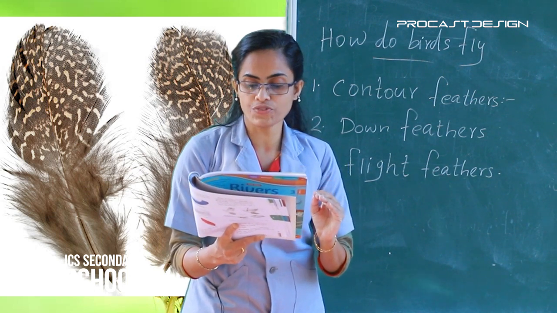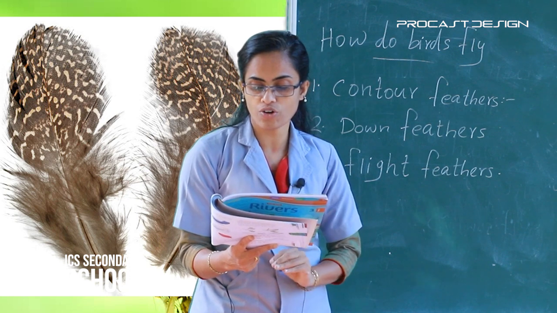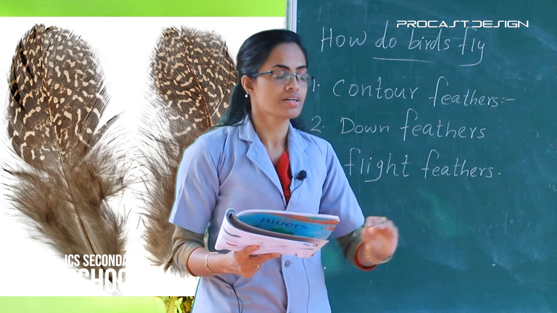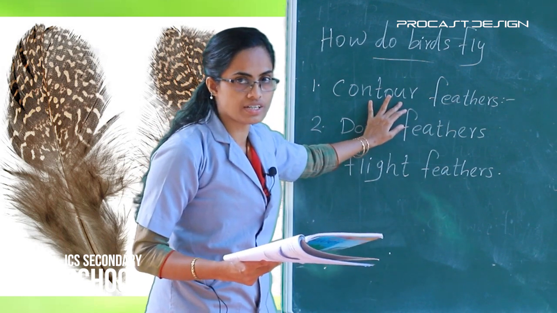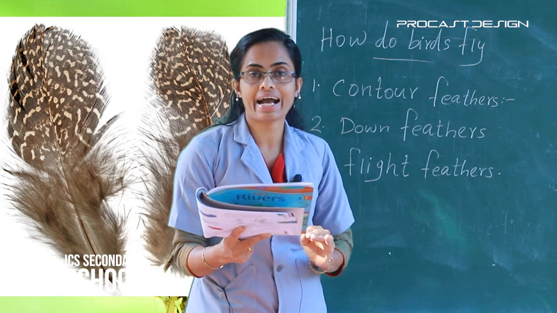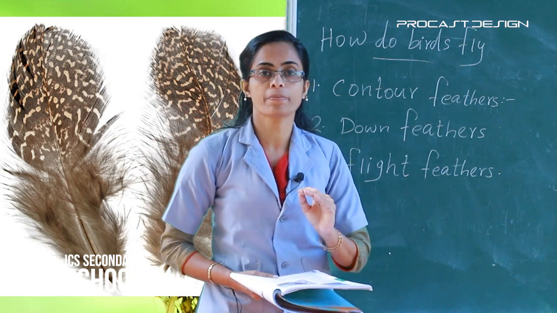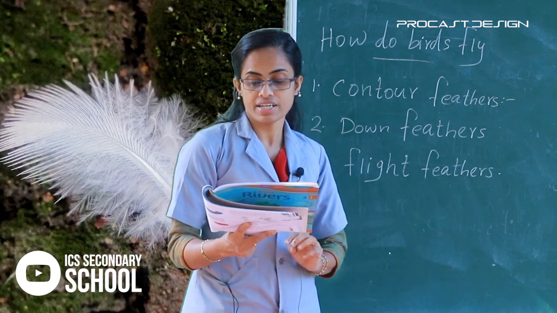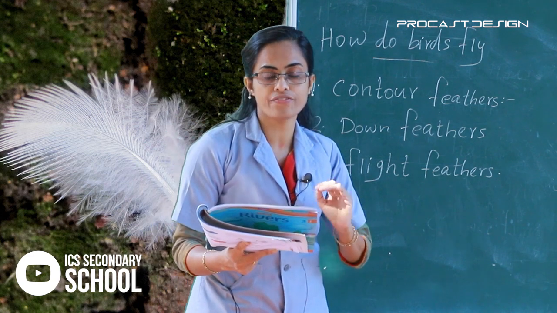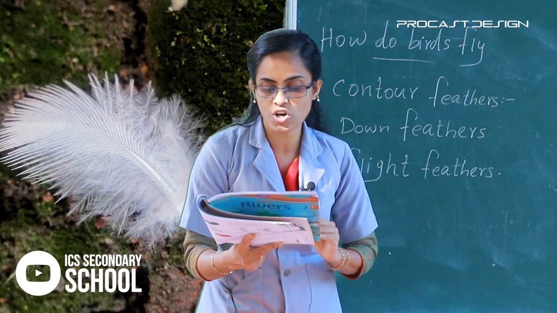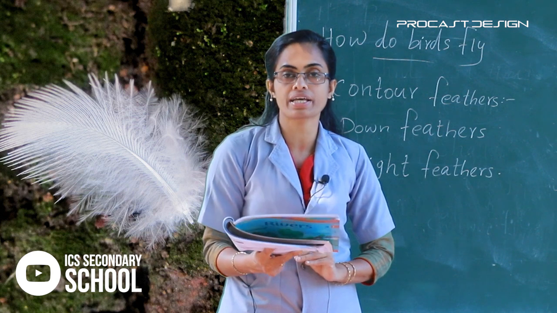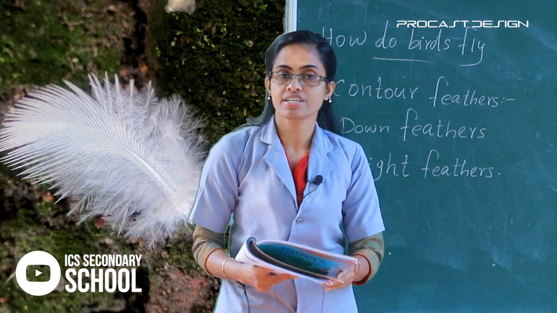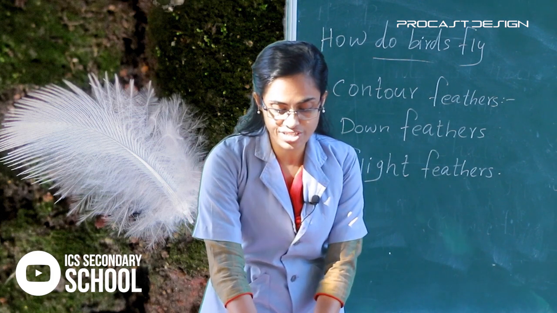The small stiff feathers covering the outermost part of a bird's body are called contour feathers. These feathers give shape and color to the bird. And the next one, down feathers. Down feathers are small and fluffy. These feathers make a soft layer over the bird's body to keep it warm.